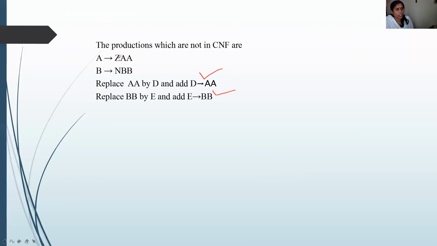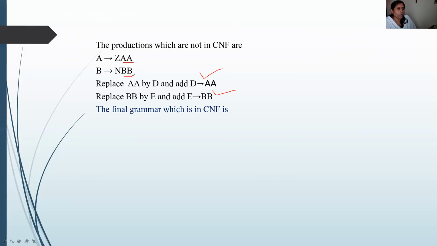So what we are saying is, to convert this into CNF form, replace A by D. So we'll change this one to D, and replace BB by E. You may ask a question, why only A and BB? It can be done like you can take ZA also, you can take NB also, you can take any two variables, combine any two variables and introduce a new variable. So I have considered D producing A and E producing BB to convert the grammar into CNF form.